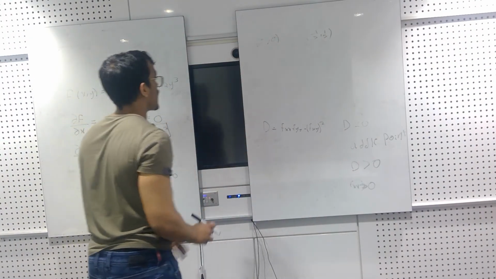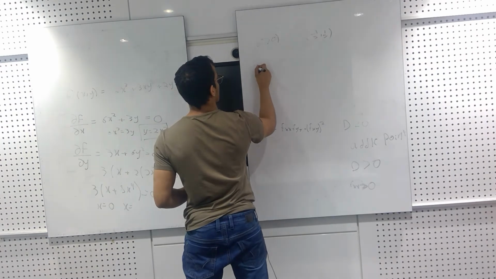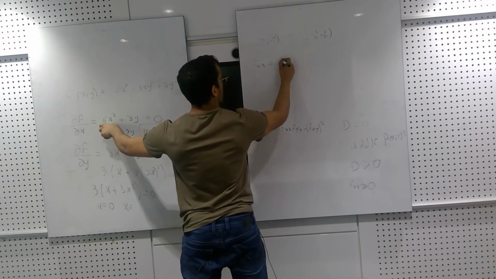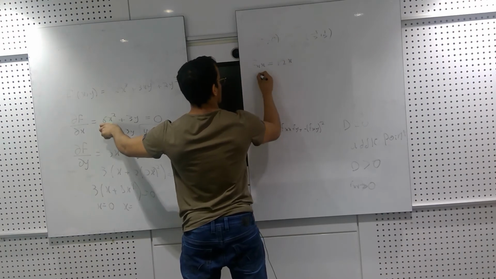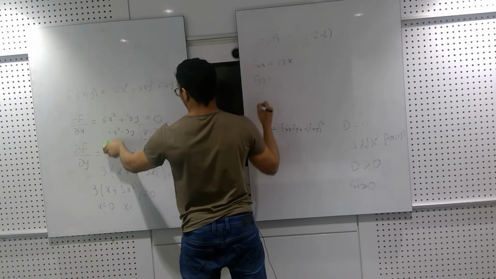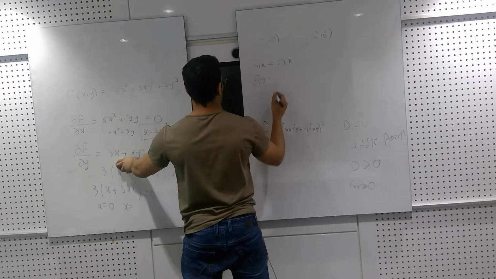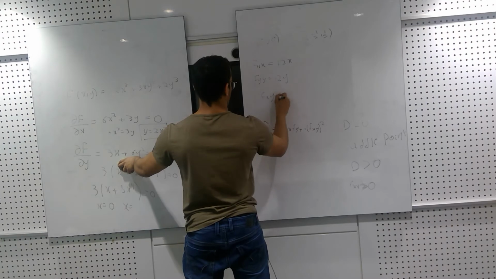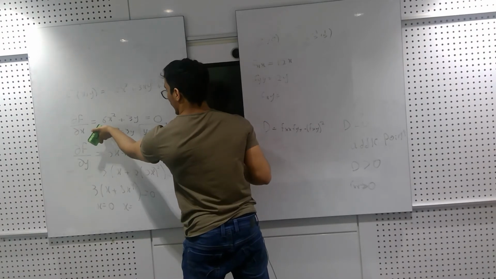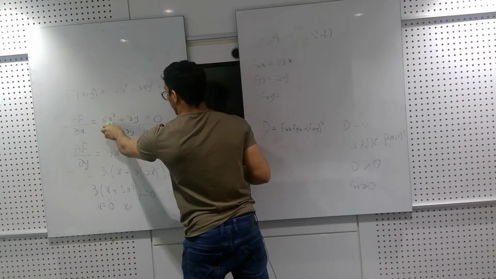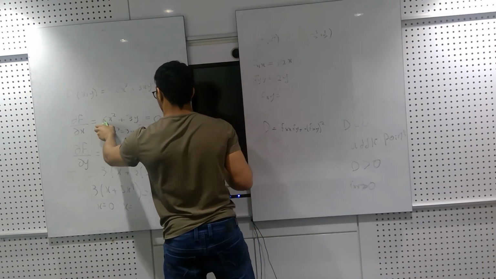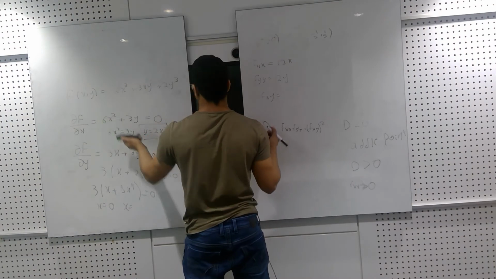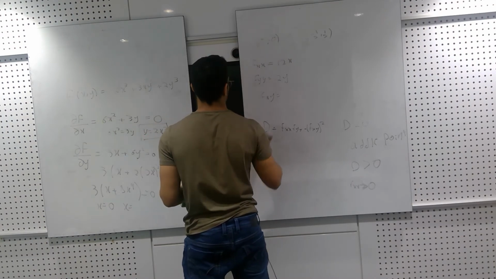So take this one as f, and we find that fxx, the second derivative with respect to x, will be equal to 12x. Fyy, the second derivative with respect to y, will be equal to 12y. And fxy, the derivative with respect to x and then y, will be equal to 3.